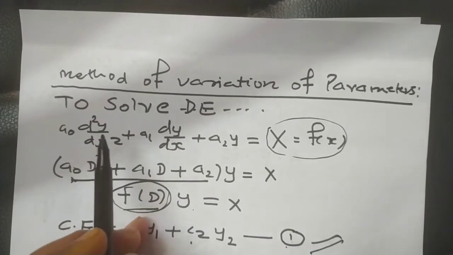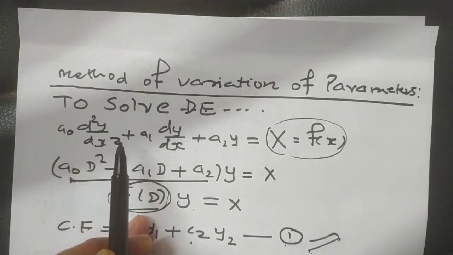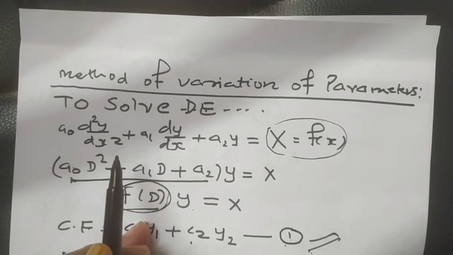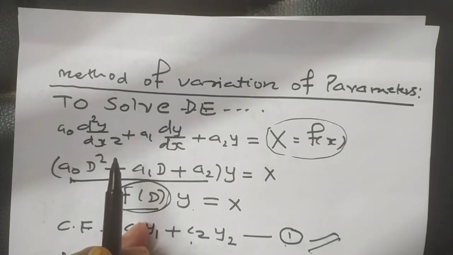Engineering Mathematics 3. Now today's topic is the method of variation of parameters, which is one of the methods to find the solution of a linear differential equation with constant coefficients. In fact, to find the particular integral. So I have the complementary function as it is. So let's see this method.